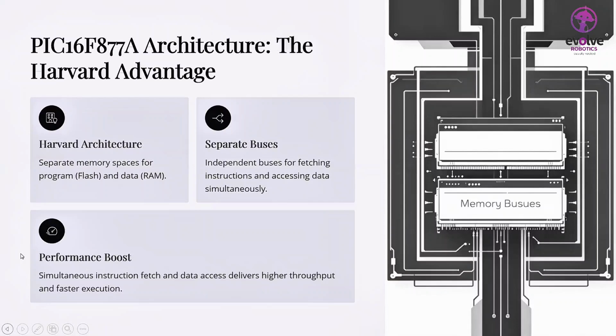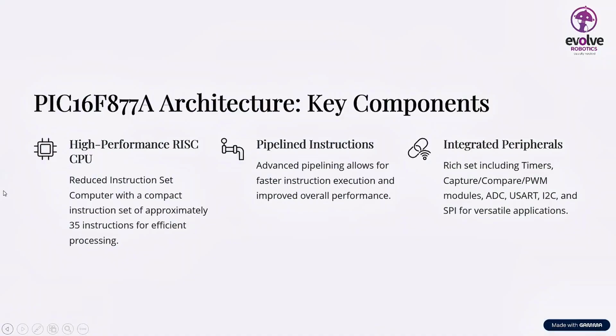Now, we will check the advantage of Harvard architecture. We have already discussed that the microcontroller has Harvard architecture. Harvard architecture means it has separate memory spaces for program and data. The program memory is flash and the data memory is RAM. Another advantage of Harvard architecture is that it has independent buses for fetching instructions and accessing data simultaneously, which makes the execution faster.